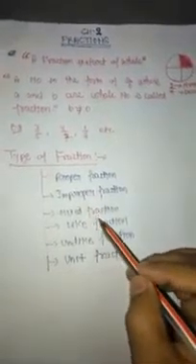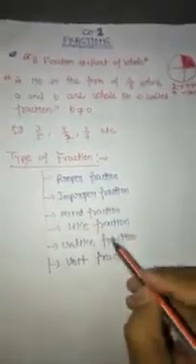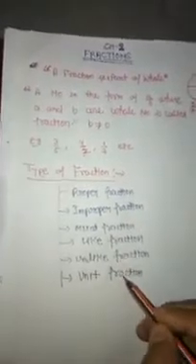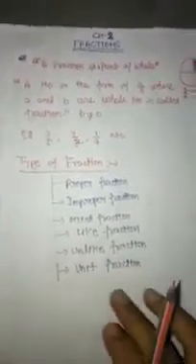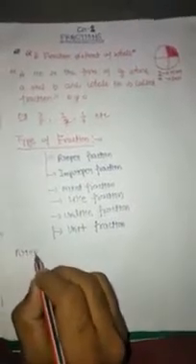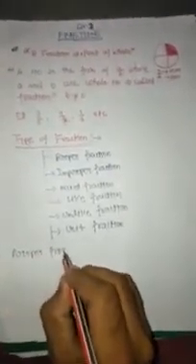So children, we will discuss one by one about all these types of the fraction. I am repeating once more what we have to discuss now. The types of the fraction are proper fraction, improper fraction, mixed fraction, like fraction, unlike fraction, and unit fraction. These are the types of the fraction given in the book. We will discuss them in detail. We are going to start from proper fraction. Firstly we will discuss what is proper fraction.